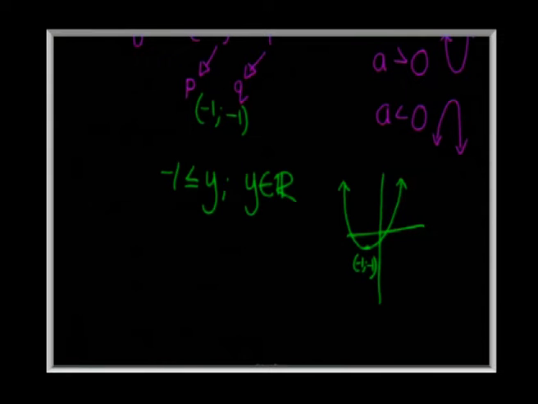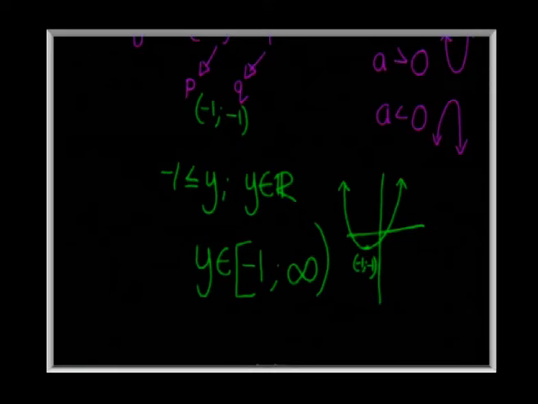You can also write it using your brackets. It does include -1, so we're going to use our square bracket, -1, and to positive infinity, curved bracket. That's the best way to determine range, is to just do a quick sketch graph and see where it goes.